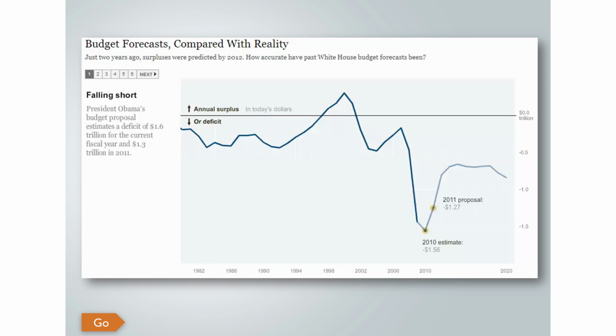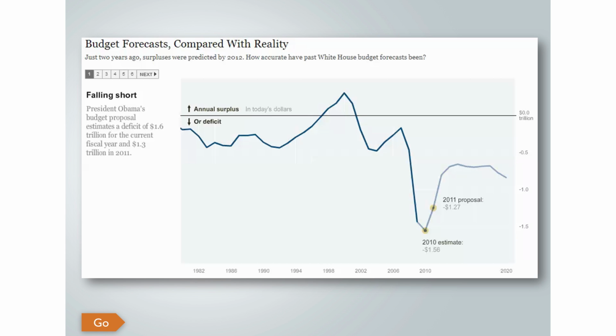What she was looking at the time was the relationship between the US government's ability to predict the economy and what actually happened in the economy. So you have time on the horizontal, and then deficit or surplus on the vertical. And the dark blue line that you see here is what actually happened in the economy over time. So over this decade and a half, most of the time the United States government ran a deficit, except for a few years in the 1990s when it ran a surplus.